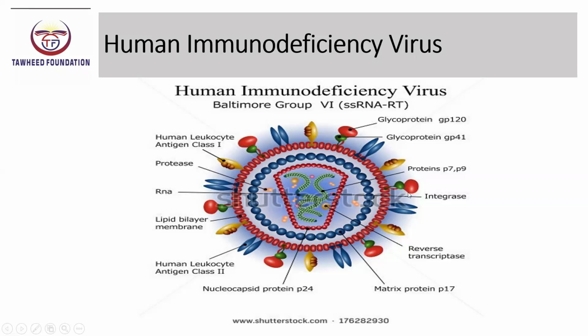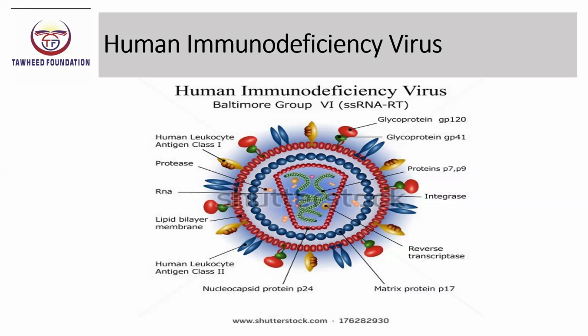Human leukocyte antigen class 1 and 2: host proteins incorporated into the viral envelope, possibly to help evade the immune system. Viral core and proteins. RNA: the virus contains two single-stranded RNA that carry its genetic information. Nucleocapsid protein P24 encases the viral RNA, protecting its genome within the virus.